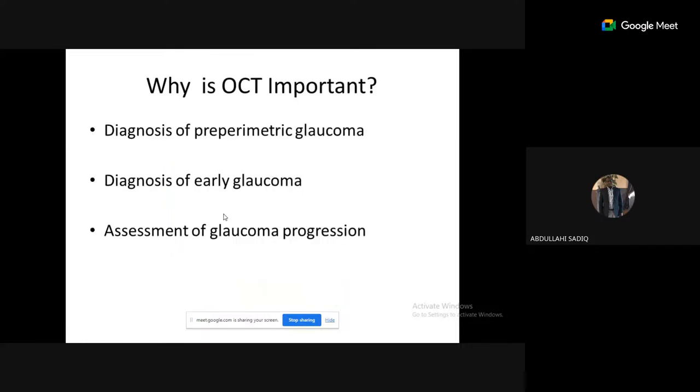Now, why is OCT important? Because it helps us to diagnose pre-perimetric glaucoma, a type of glaucoma in which the patient has high pressure but the visual field is normal, and there is usually an associated retinal fiber layer defect or some early signs of glaucomatous optic neuropathy. So OCT is key in the diagnosis of pre-perimetric glaucoma, and of course also in early glaucoma. Most importantly, it is used in the assessment of glaucoma progression. Therefore, OCT is no one-off investigation. It should be performed serially in order to detect any progression structurally before it becomes functional.